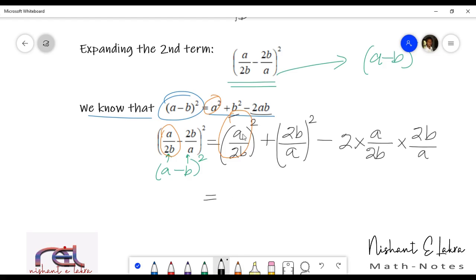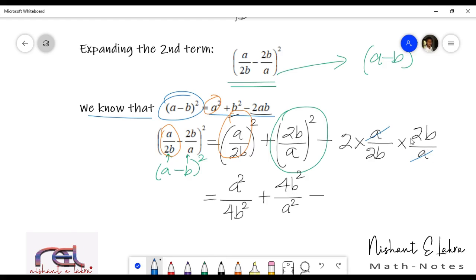The first expression, (a by 2b) whole square: a square by (2b) whole square, 2 square is 4 and b into square is b square, plus (2b by a) whole square. Okay, we'll solve this. (2b) whole square would be 4b square by a square, minus... let's see if we can cancel any of these. Yes, we can. a and a can be cancelled, 2b and 2b can be cancelled, leaving 2.